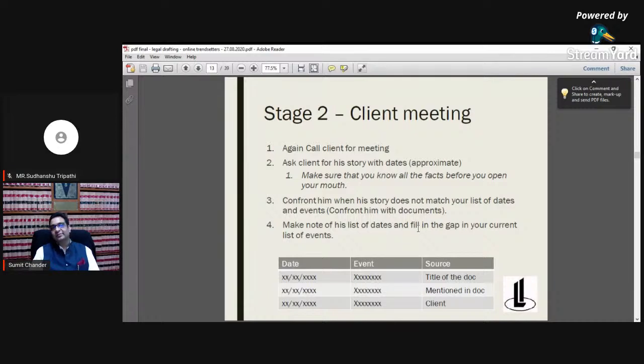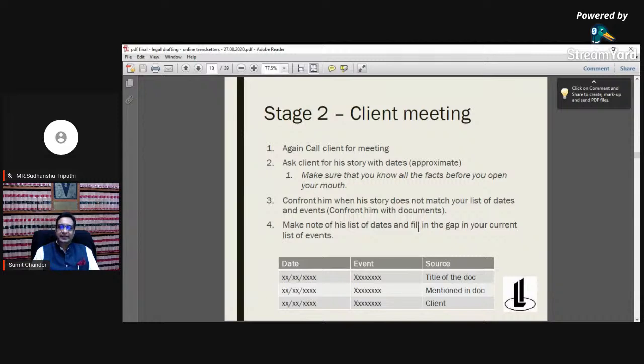when he talks about a date which does not match with your list of dates and events, confront him, show him those documents, and ask him, Madam, the documents that you're showing are not matching with what you're telling me right now. And invariably, you will find the client will tell you, sorry, sir, I was wrong, I had forgotten, the actual date of this event was so and so. So now you have some additional facts coming to you.